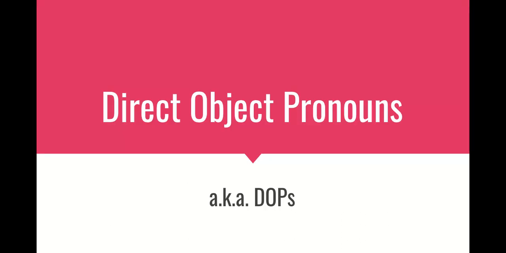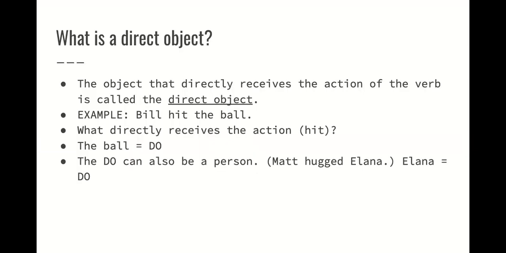Now we're going to switch over to direct object pronouns, aka DOPs. So what is a direct object? A direct object is the object that directly receives the action of the verb, and this is called a direct object. So Bill hit the ball. What did Bill hit? The ball. So occasionally the DO can be a person. If you have a sentence such as Matt hugged Ilana, therefore Ilana would be the person he hugged, and that would be our DO. But 90% of the time, the direct object is going to be an item. Okay, so something is going to be receiving the action, and 90% of the time it's going to be an item.